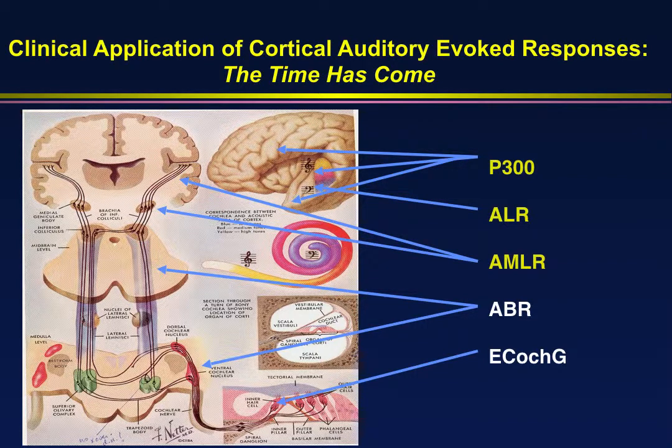All of these cortical responses coming from above the brainstem, of course. The middle latency actually involves the thalamus and the cortex, whereas the later responses are pure cortical. I say the time has come in the title to this slide, and I really truly believe that. There's no reason why audiologists can't routinely be using cortical evoked responses when they need to. Not in every child or every patient, but the technology is available.